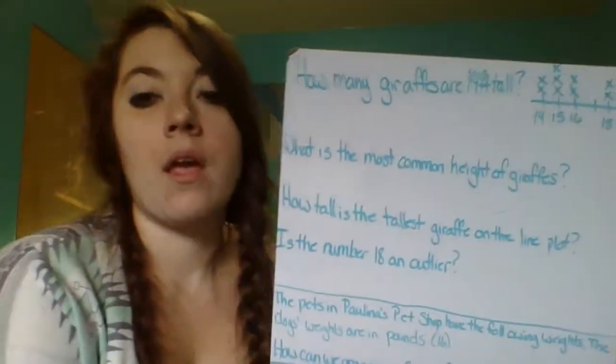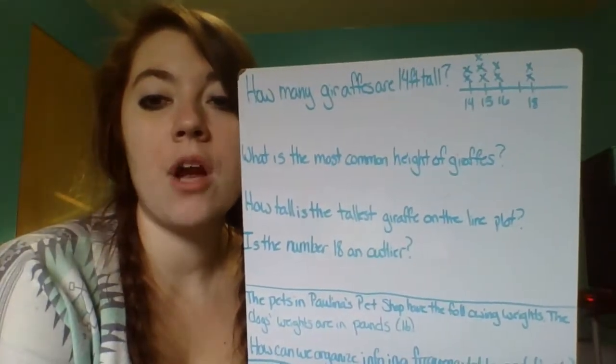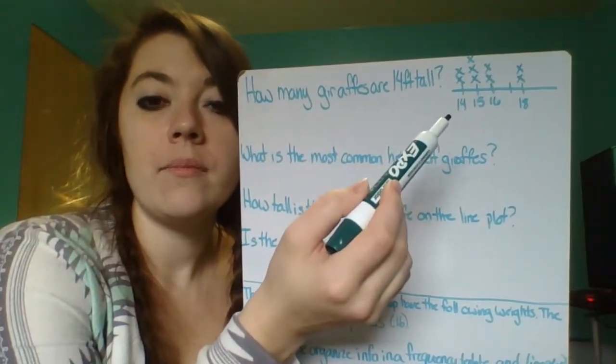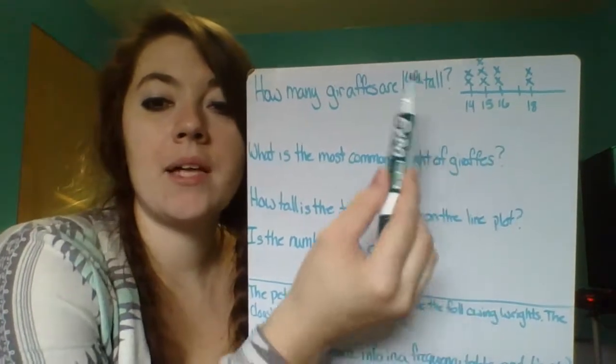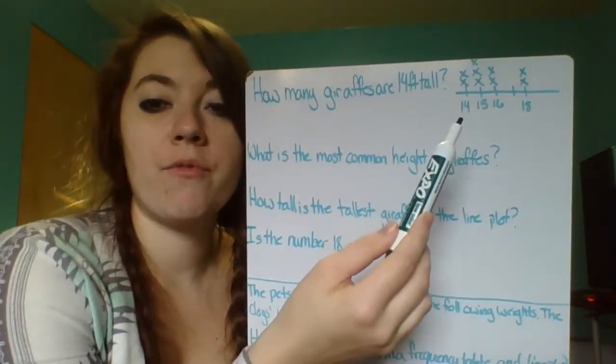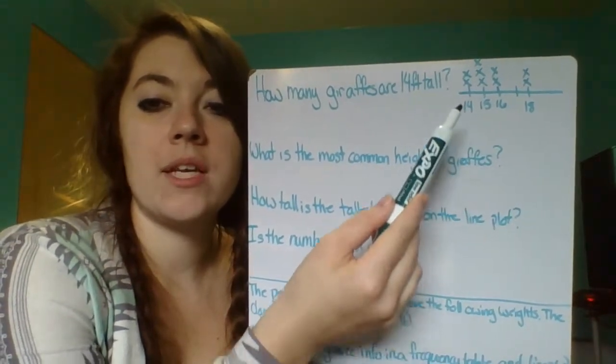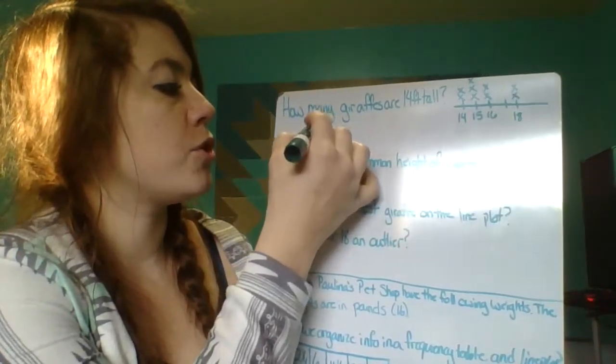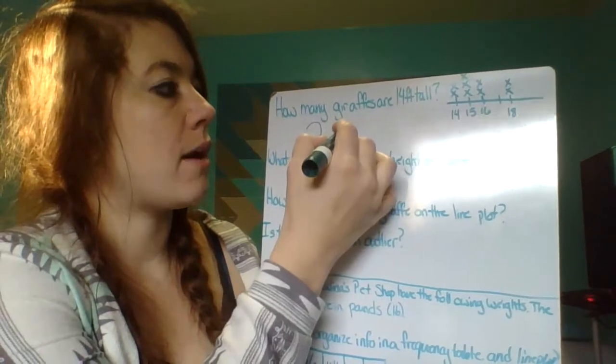So, how many giraffes are 14 feet tall? We already have a line plot made, and we're going to use this line plot to answer these questions. How many are 14 feet tall? Well, we go to the 14 and then we look. There's 2 X's. So that means we have 2 giraffes.